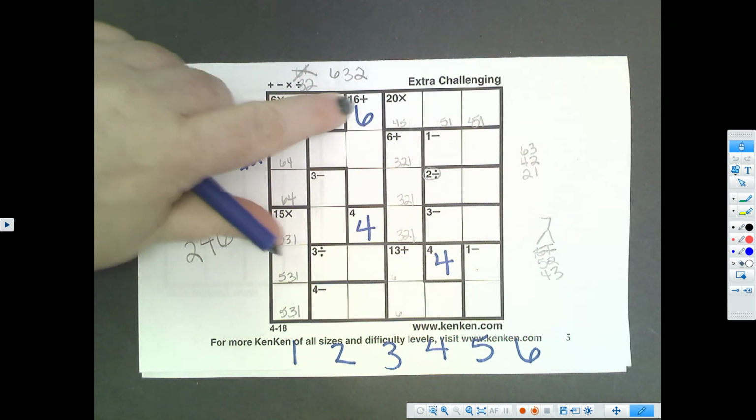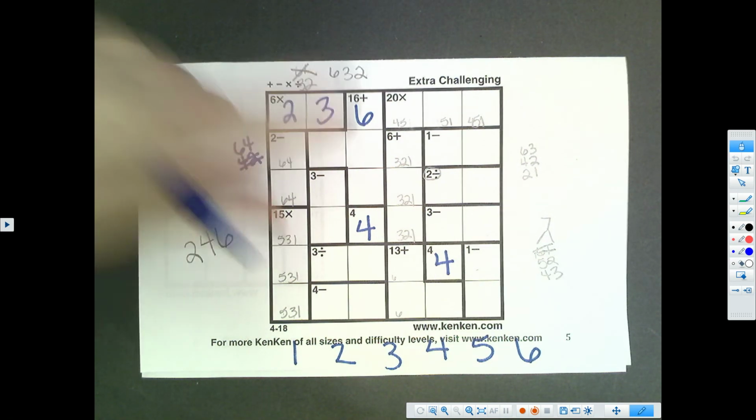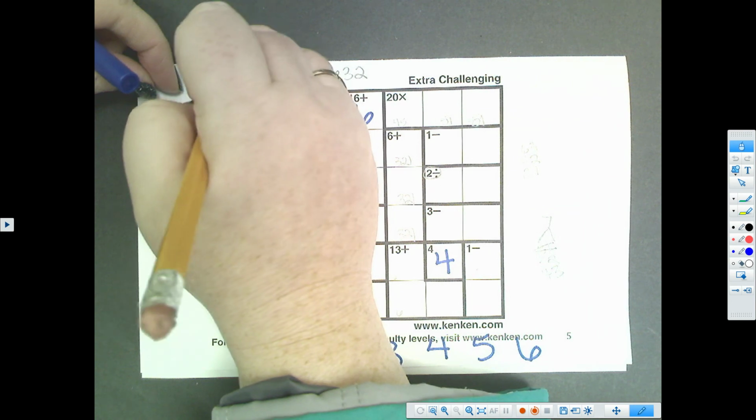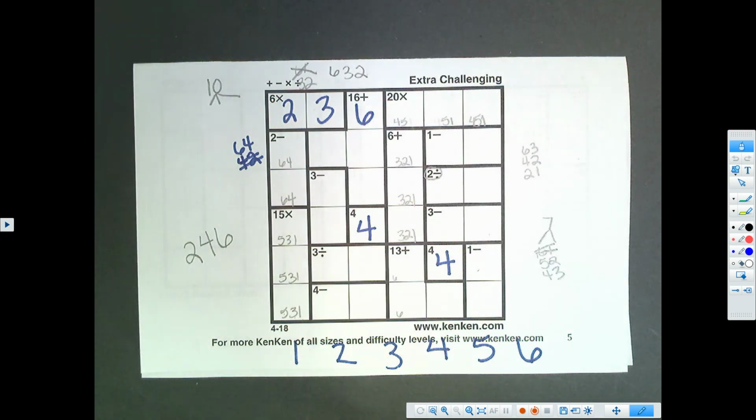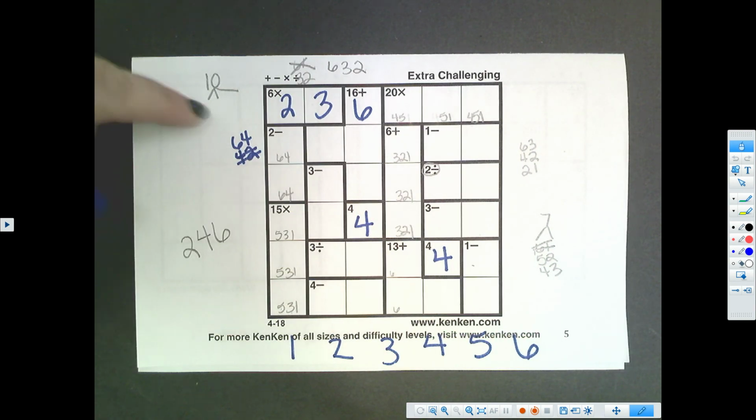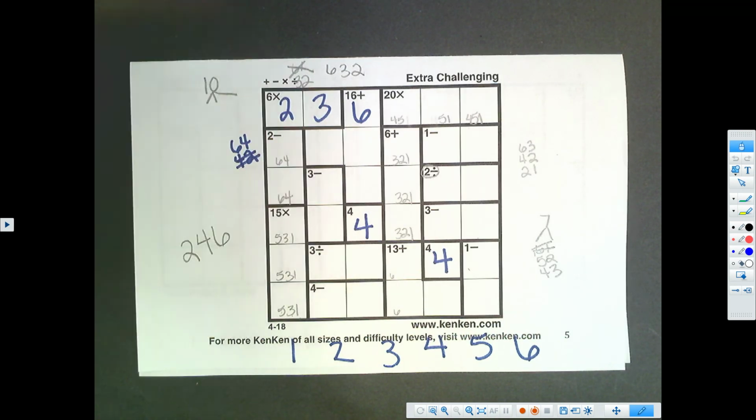So 16 minus 6 is 10. So I have 10 left with 3 boxes. I've got to come up with 3 numbers to make 10 there. That gives me a hint on that box. And you just keep working at them.